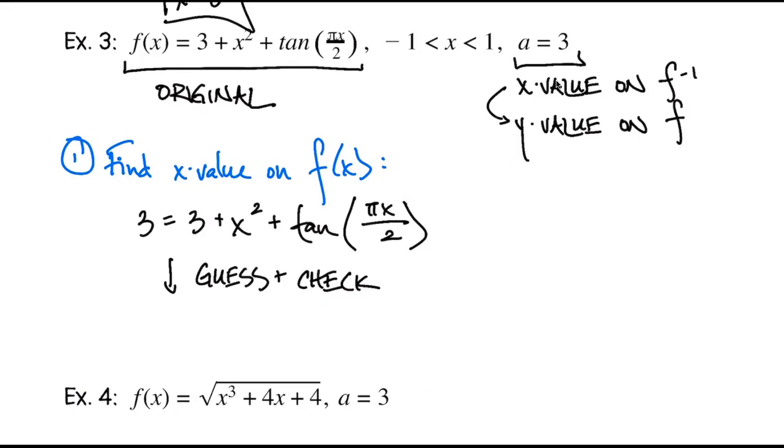All right, so 0 works again. Now, I just want to caution us that it's not always going to be 0, okay? So we should try 0 is a nice one to try first, but if that doesn't work, we could try 1, we could try -1, okay?